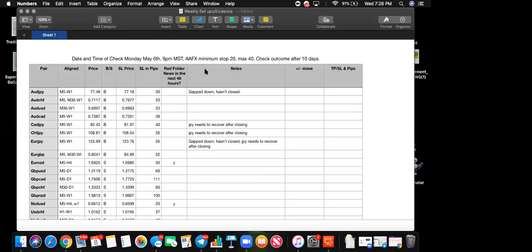But what I do is I drag the pairs on the chart just like Pat shows you. You've seen it 1,000 times, you probably don't need to see it again. But if everything's setting up, I write down the pair, what all was in alignment, what the price was at the time of my check. I write down if it was a buy or a sell, what my stop loss would have been according to the 4-hour, approximately how many pips that would be, if there's red folder news in the next 48 hours, and any notes, like a harmonic pattern or a gap, or JPY, which was closed for 8 to 10 days.